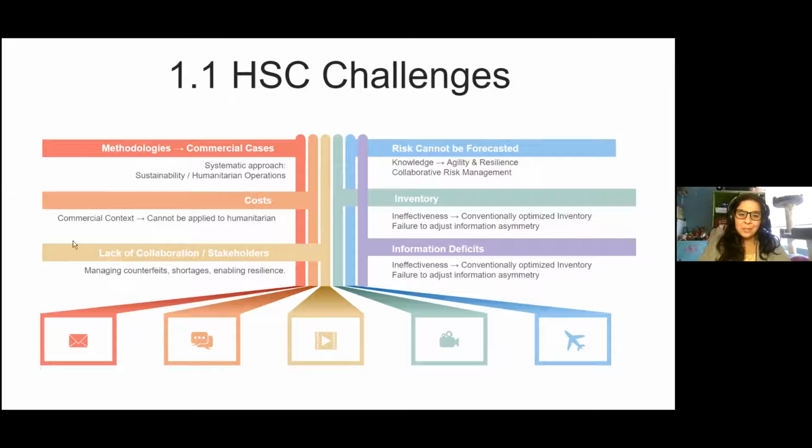Also there is a lack of collaboration between stakeholders. For example, for medicines, you have to manage counterfeits and shortages, because people may fight for some good or supply, for example, food after a natural disaster. So the supply chains have to be resilient.